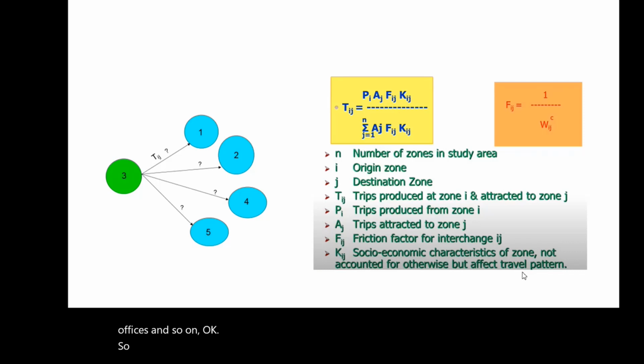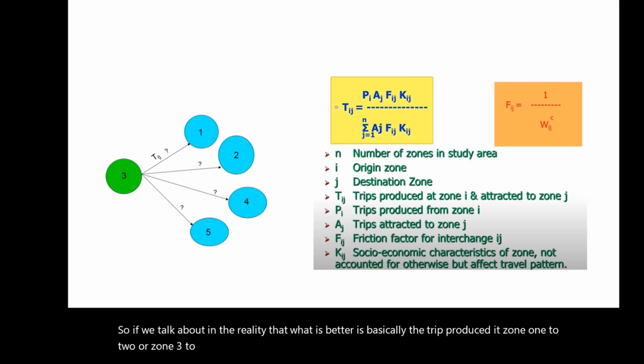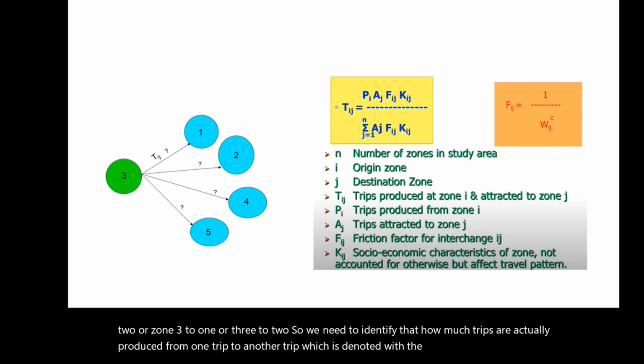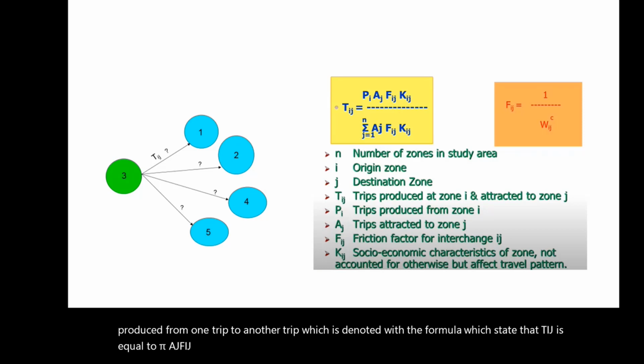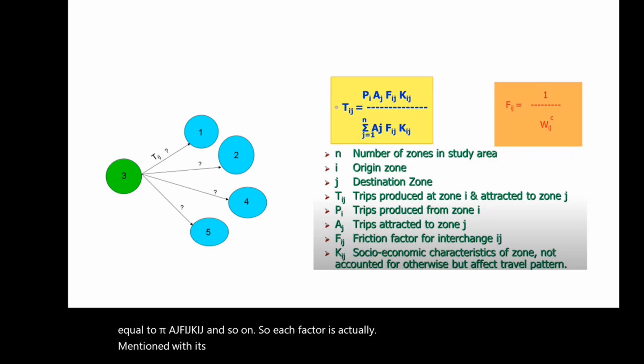So if we talk about reality, what is basically the trip produced at zone 1 to 2, or zone 3 to 1, or 3 to 2? We need to identify how many trips are produced from one zone to another, which is denoted with the formula which states that Tij is equal to Pi, Aj, Fij, Kij, and so on. Each factor is mentioned with its classification. In the denominator, you can see here the summation of n.